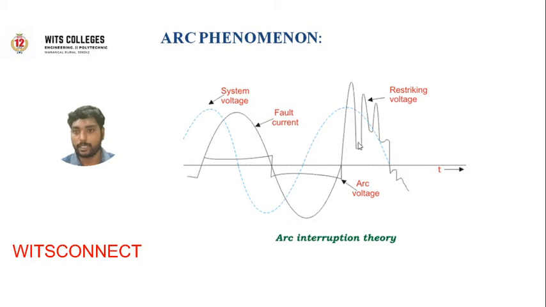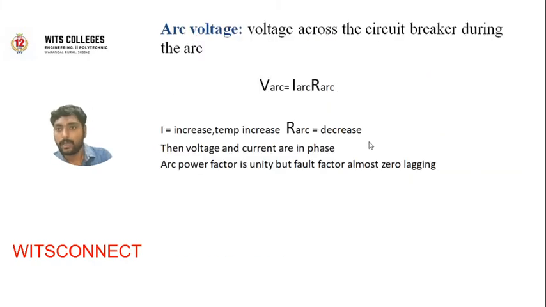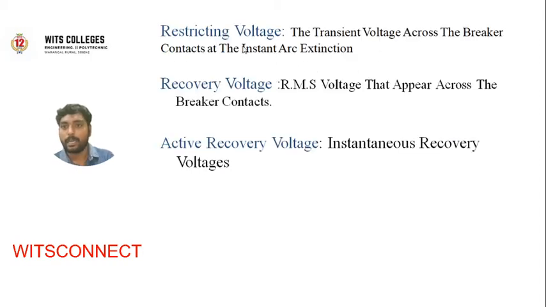So what is the voltage generated in this condition? Restriked voltage. These are the restriked voltages. Here the arc voltage is nothing but the voltage across the circuit breaker during the arc. Here the restriked voltage, what is it? The transient voltage across the circuit breaker contact at the instant of arc excitation. Okay na? During this excitation, the transient voltages appear across the circuit breaker.